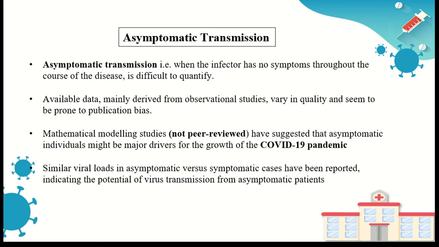Asymptomatic transmission. Asymptomatic transmission means that the infected person has no symptoms through the course of the disease, and it is very difficult to quantify. Available data, mainly derived from observational studies, vary in quality and seem to be prone to publication biases. While mathematical modeling studies, not peer-reviewed, have suggested that asymptomatic individuals might be major drivers for the growth of the COVID-19 pandemic. Similar viral loads in asymptomatic and symptomatic cases have been reported, indicating the potential of virus transmission from asymptomatic patients.